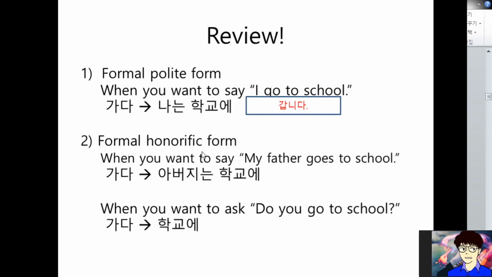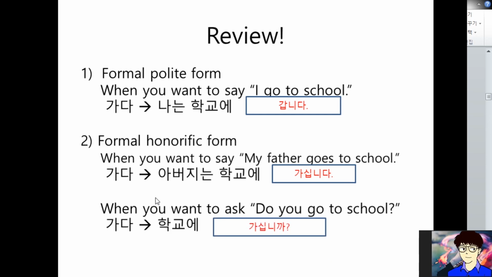And formal honorific form. When you want to say, my father goes to school, what do you have to say? 아버지는 학교에 가십니다. 가십니다. Great. And when you want to ask, do you go to school? What do you have to say? 학교에 가십니까? 가십니까? Well done. I really hope I could help you get used to Korean sentence styles. Please keep reviewing it, okay?